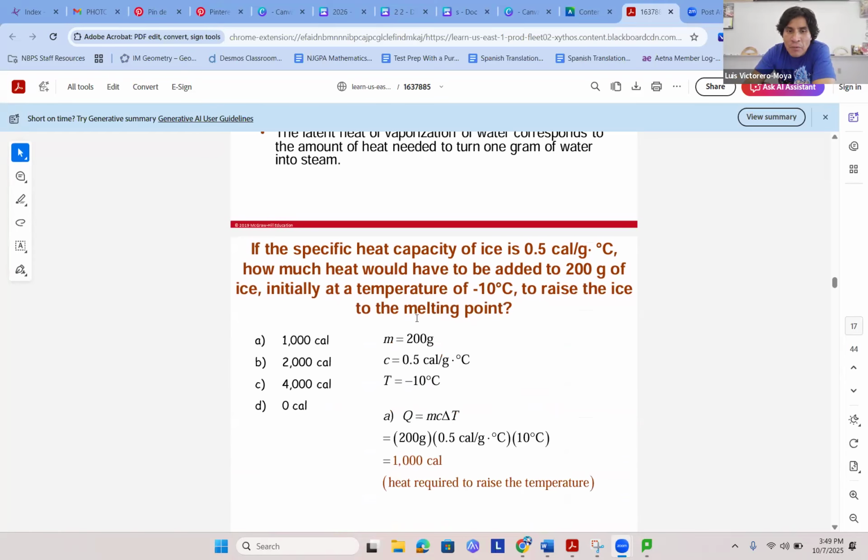So let's take a look at this example. You have ice, and the specific heat capacity can be given in joules or calories per gram per Celsius. In calories per gram per Celsius, you see, these are easy numbers: 0.5 is the specific heat capacity of ice. It's asking how much heat you need to raise the temperature from -10 to the melting point, which is 0 degrees. So the change in temperature is just 10 degrees Celsius. The specific heat capacity is 0.5 and the mass is 200. Now everything is in grams, Celsius, calories, so the energy will be in calories: 1,000 calories.